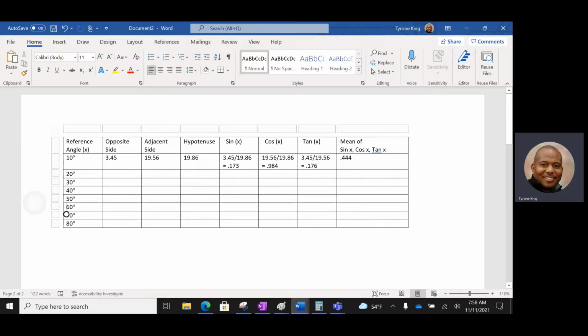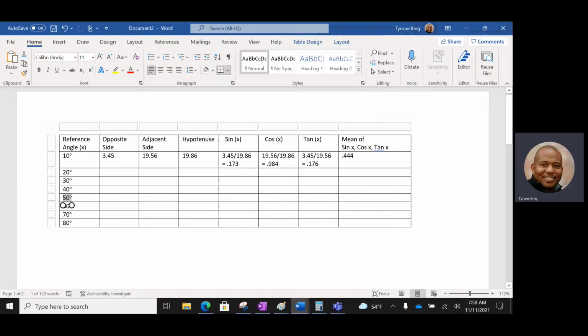My table looks kind of like the one that you would have, but I already had some values in for 10 degrees. So what you would do is enter the opposite side, the adjacent side, and the hypotenuse into your table. That's after you move the point. Then they want you to find the ratio. I'm going to take 3.45 and divide that by 19.86, because that's opposite over hypotenuse, and that gives me 0.173. And these numbers are going to be very important.